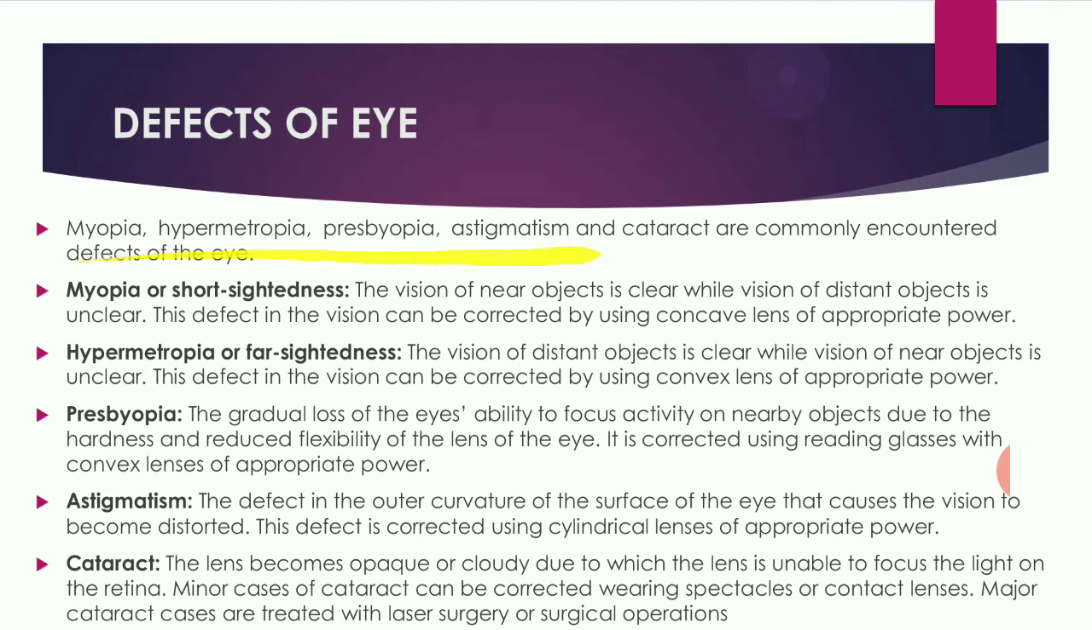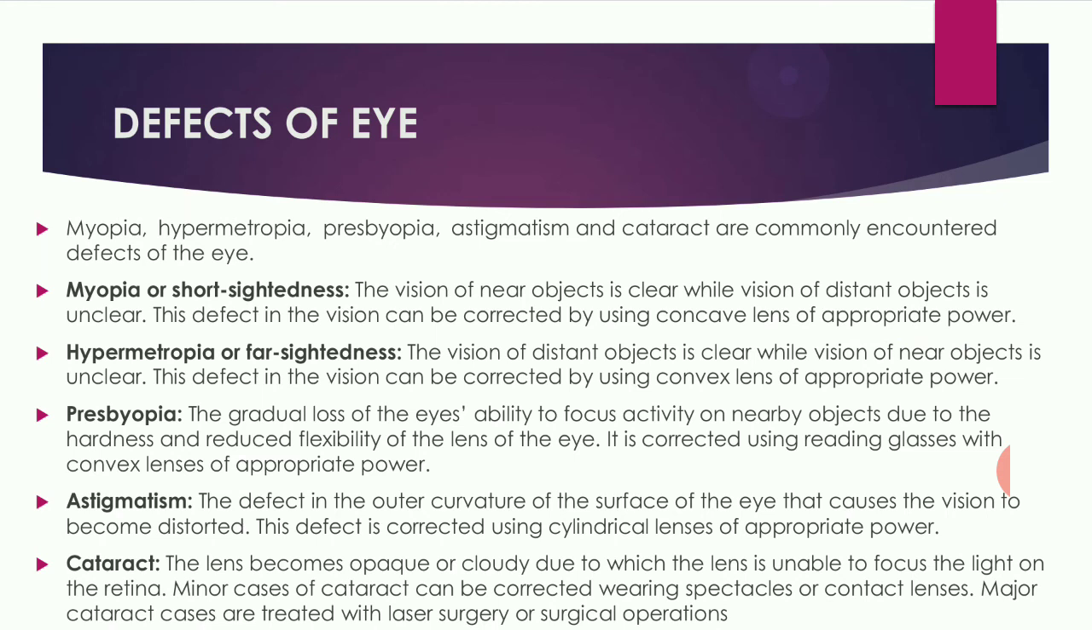Next, defects of the eye. Myopia, hypermetropia, presbyopia, and cataract are the common defects of the eye. Myopia is also called short-sightedness. The vision of the near object is clear, but the vision of the distant object is unclear. This defect in the vision can be corrected by using a concave lens.